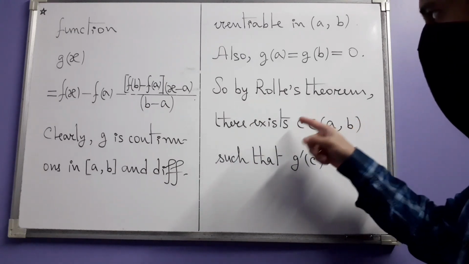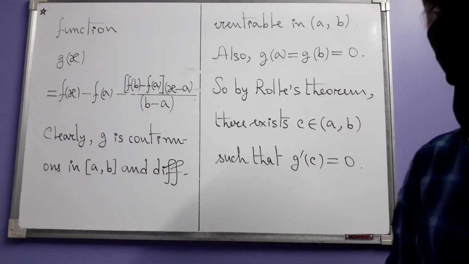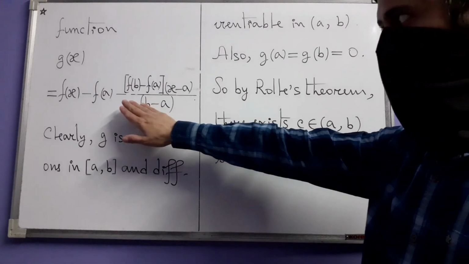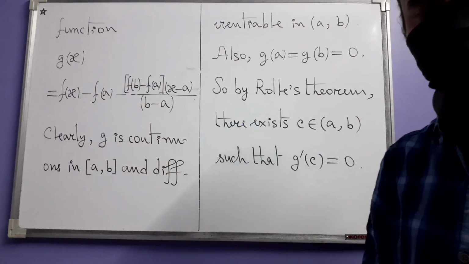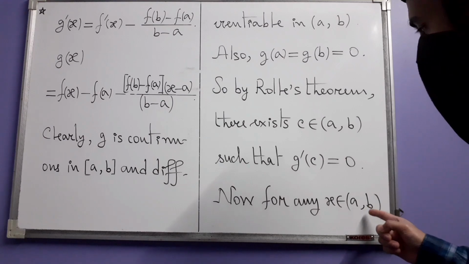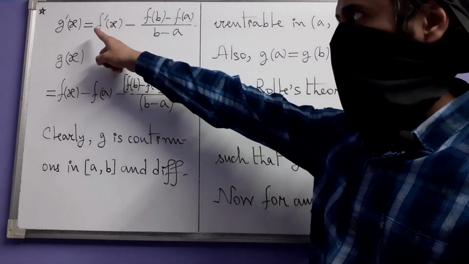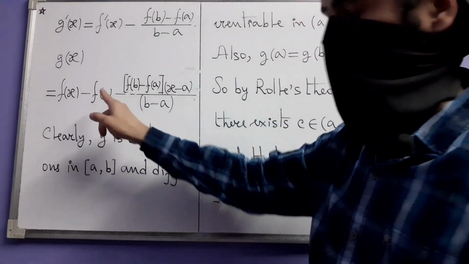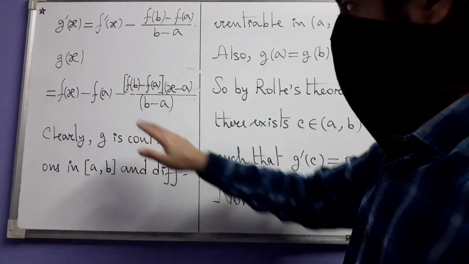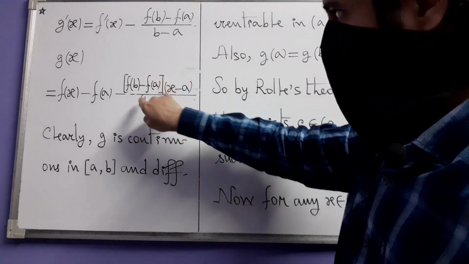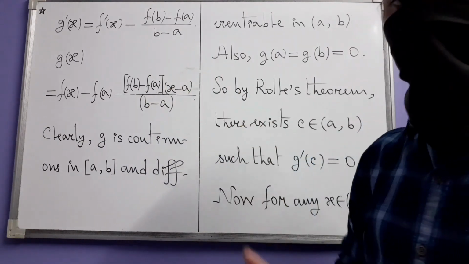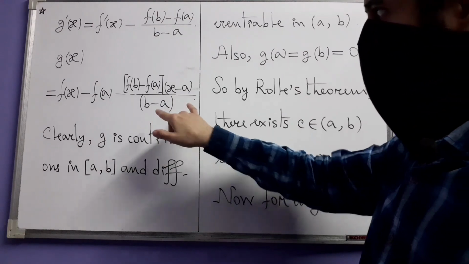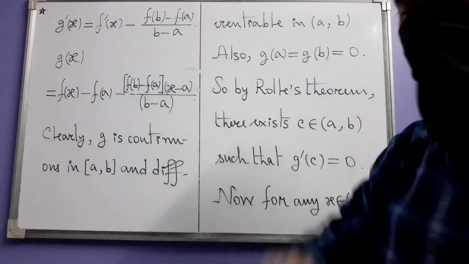So by Rolle's theorem, there exists a point c in this open interval at which the derivative of g is 0. Now from this we are going to calculate the derivative. Now for any point x in this open interval, this is what g prime is. G prime of x is f prime of x, this is constant, so it will become 0, minus, note that this is constant, times x minus a. So you are going to differentiate x minus a, which gives you 1. So that's how you get minus this.